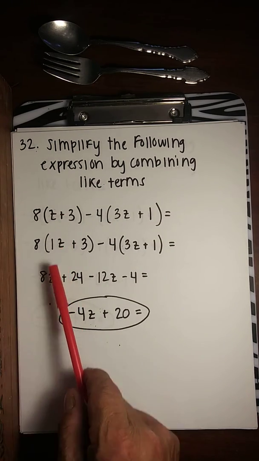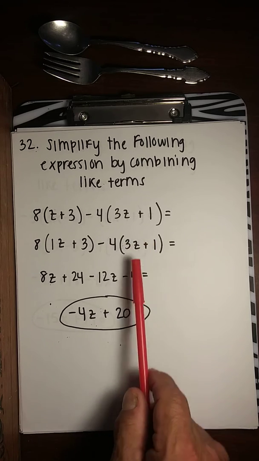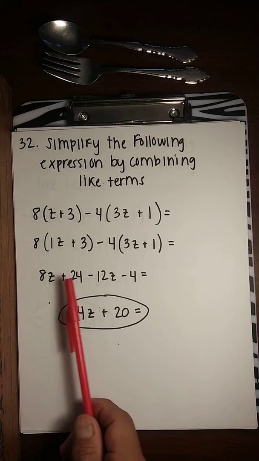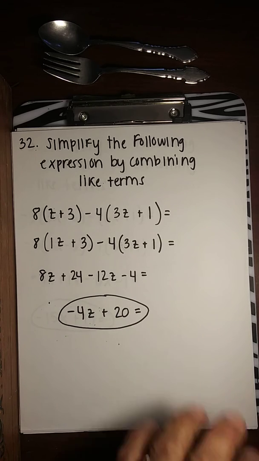8 times 1z is 8z. 8 times 3 is 24. -4 times that is -12. That times that is -4. So 8z minus 12z, -4z. 24 minus 4 is 20.